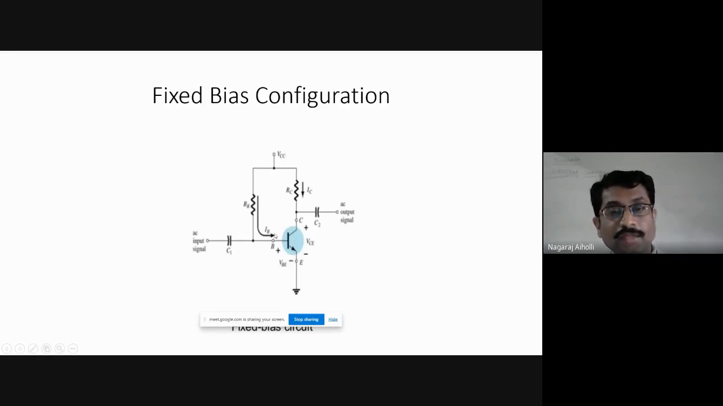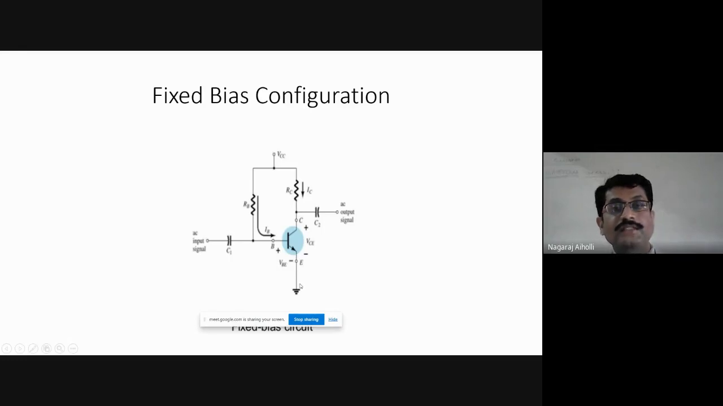For this circuit, the base resistance RB is connected to the base of the transistor. The collector resistance RC is connected to the collector of the transistor. Then these two resistances are shorted and connected to VCC. That means VCC is connected to both RB and RC. Then the emitter terminal is grounded.